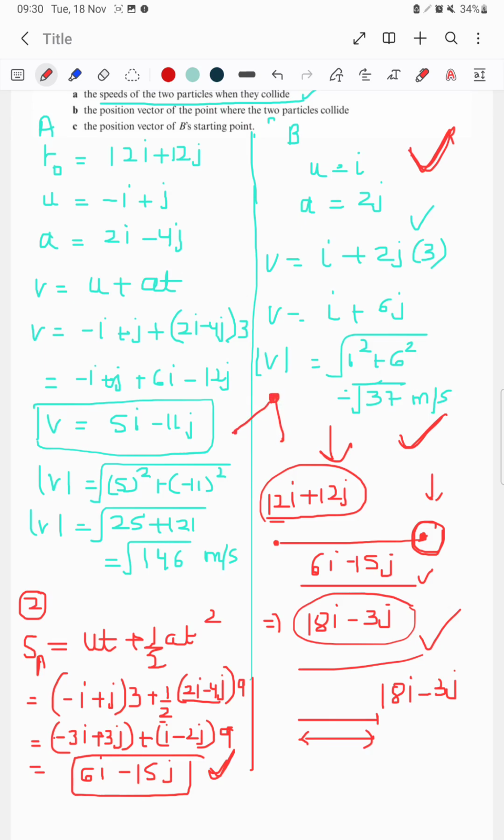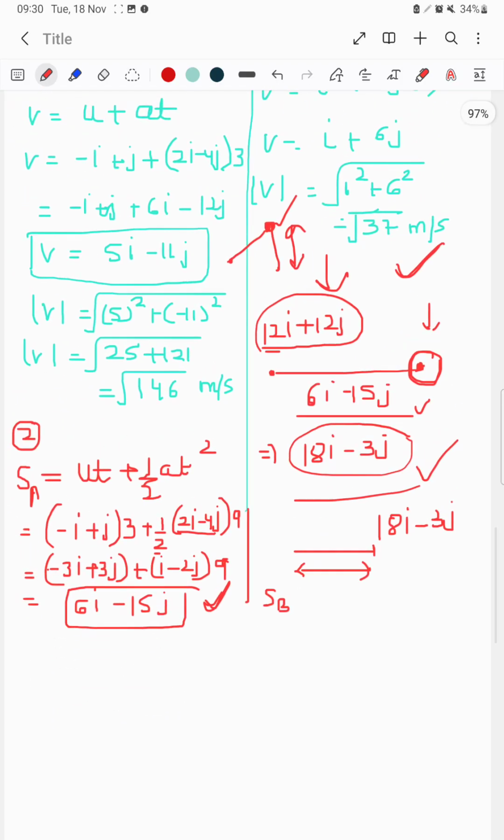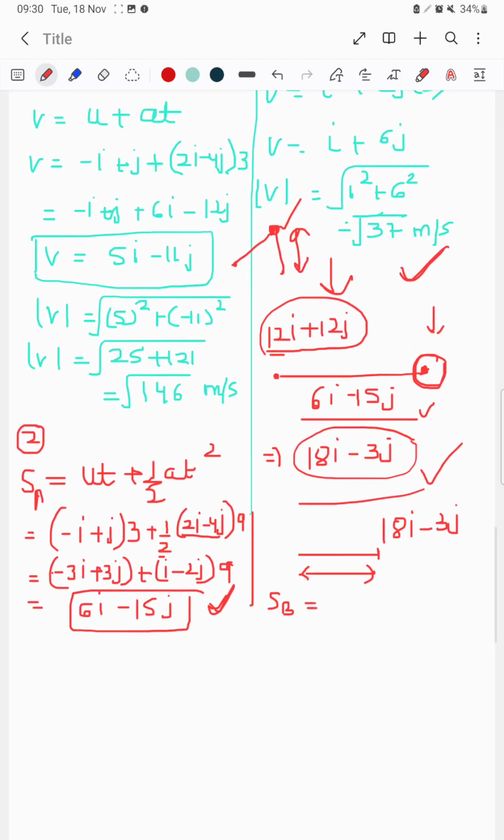So I need to know this displacement. I know this is 18I minus 3j, this is the new point, and now I need to find how much the displacement is for B. So I have to find SB, and to find SB, I need to know the initial position, and it was given as ut plus half at squared. So u was I, times 3, plus half of a, which is 2j as given, times 3 squared, which is t squared. So I got 3I plus 9j.